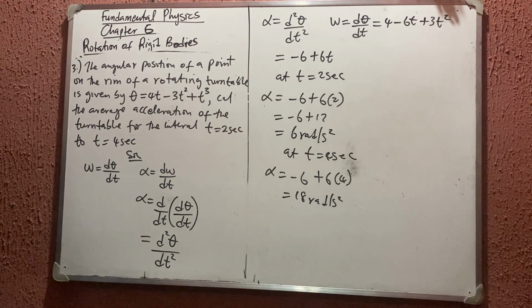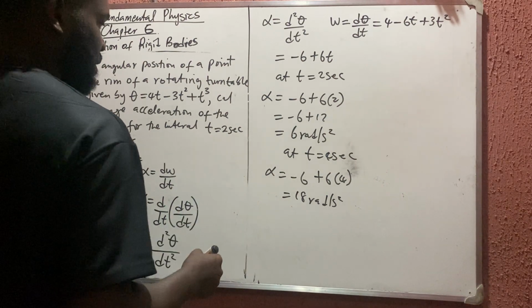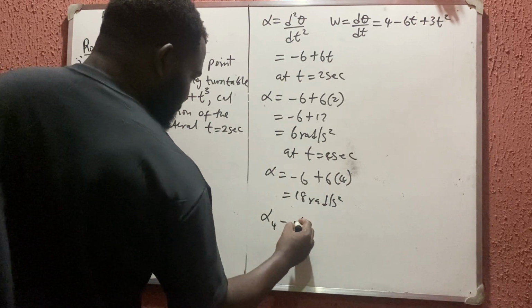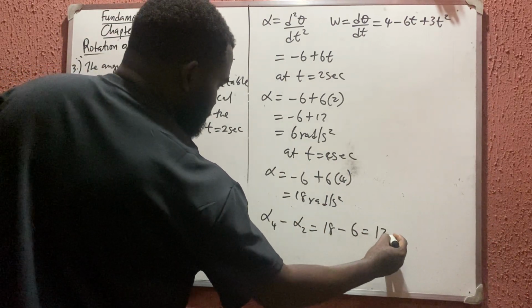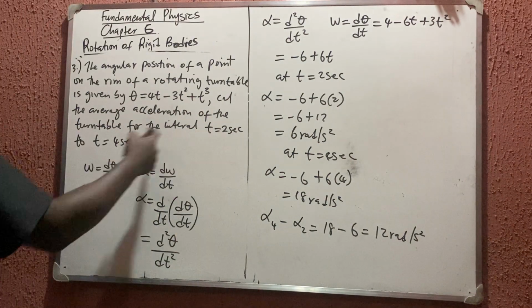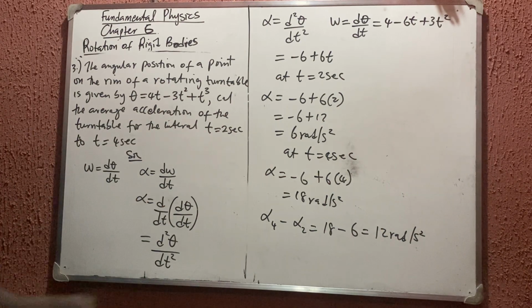So what do we do now? The interval: they say from here to here. So you now say your ending point, alpha at 4, minus alpha at 2, which is 18 minus 6. And 18 minus 6 will give you 12 rad per second square. So from here to here, this is where we ended minus where we started from. So the answer is 12 rad per second square.